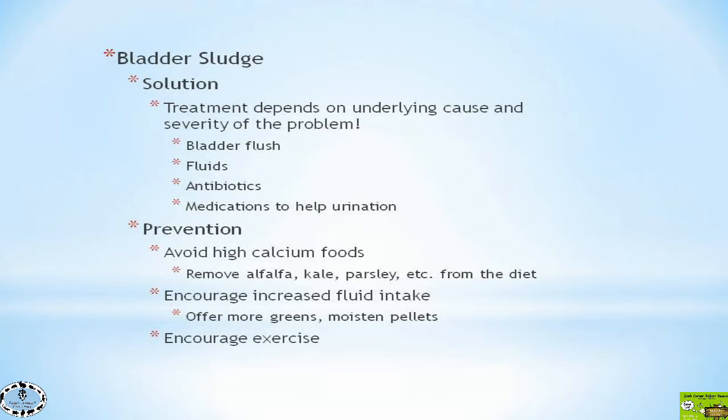And again, in prevention, which we've already mentioned, is avoid feeding those high calcium foods. Encourage them to drink a little bit more. You can put water on the greens. You can moisten the pellets to get them to drink more. And then encouraging them to exercise too, because we do know that obesity can result in bladder sludge. But then also getting them to move a little bit. Maybe they'll be urinating a little bit more on different things for us to get stuff moving.